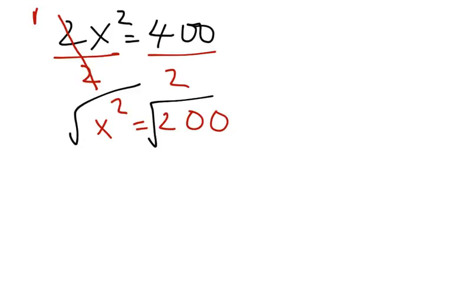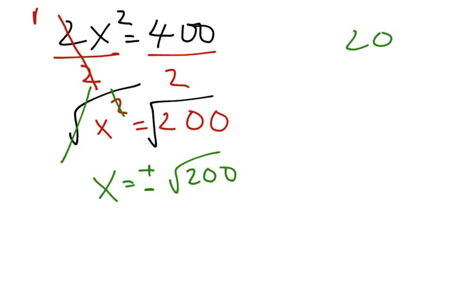Like I said before, this square root is going to cancel the exponent for the x, so I'm going to have x over here. And as soon as I do square roots on an equation, I have a plus or minus right away as part of my answer, because I'm going to have two answers. Now I have the square root of 200.